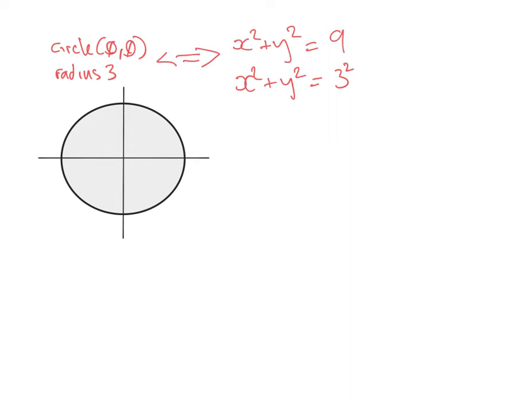So here's our circle, 0, 0, radius 3. And on the right-hand side, the two forms of the equation: x squared plus y squared equals 9, or in its full form, x squared plus y squared equals 3 squared, where 3 is the radius. Now, looking at the equations, can you recognise anything familiar about them?